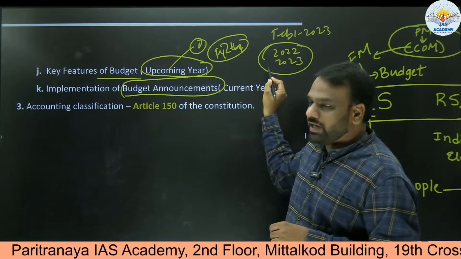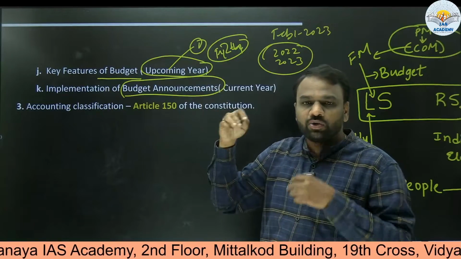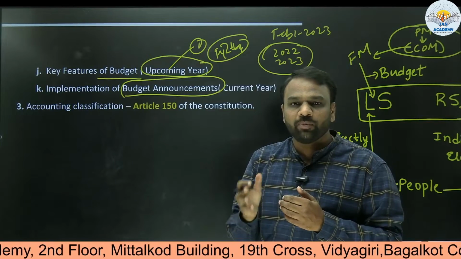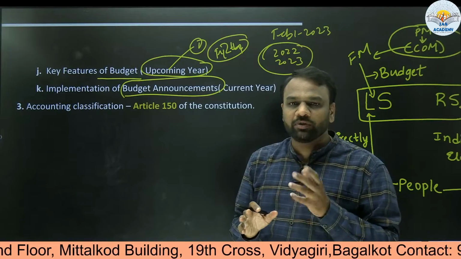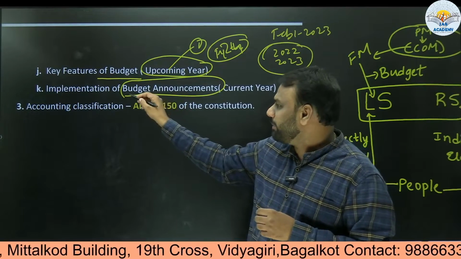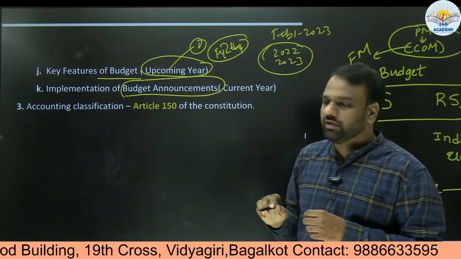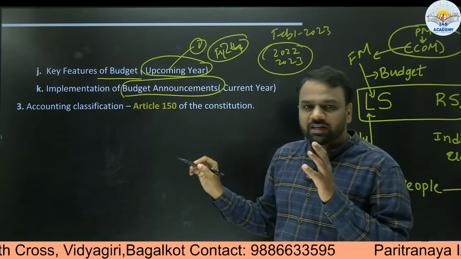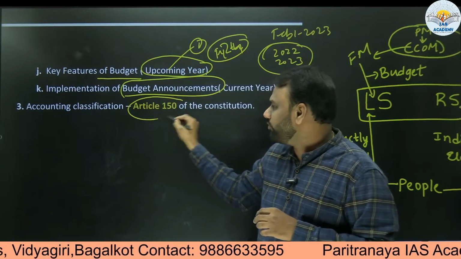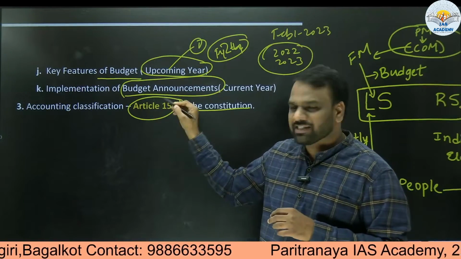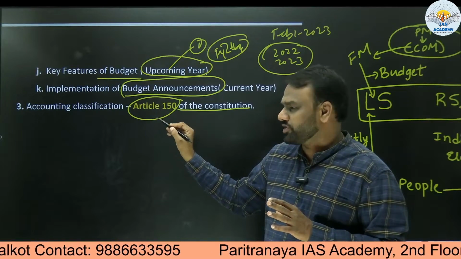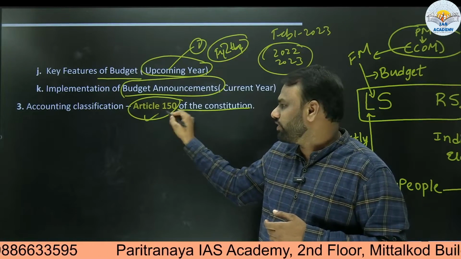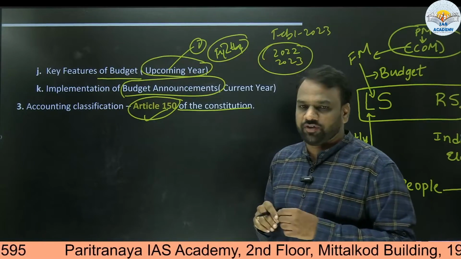For the current year, when was the budget proposed? In the previous year. So whatever announcements were made in the previous budget, whether those announcements have been implemented properly or not, a report related to that will be presented in a document called implementation of the budget announcements of the current year. Again, about these we will be discussing in detail later on. And finally, we need to understand that there is an accounting classification as per Article 150 of the Constitution. Here we will not be discussing it in detail, so just this information will be sufficient. If they ask which article deals with the accounting classification, then it is Article 150 of the Constitution. Okay, that would be sufficient.